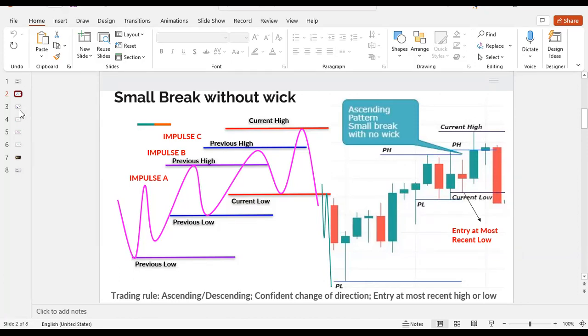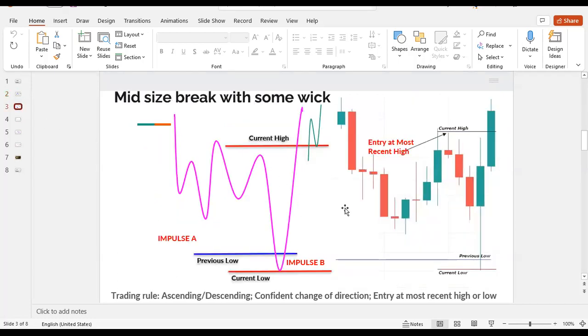So the second type of break that you're going to look at today is what we call a mid-size break. And the characteristic, why it's called a mid-size break, you look at the break in relation to the part that crosses the line. So if you look at this candle, look at the part that crosses the line. It is not small, neither is it big. So it's just mid-size. It's in the middle.